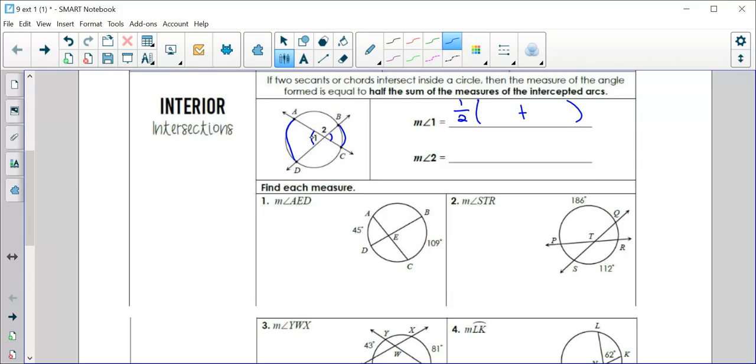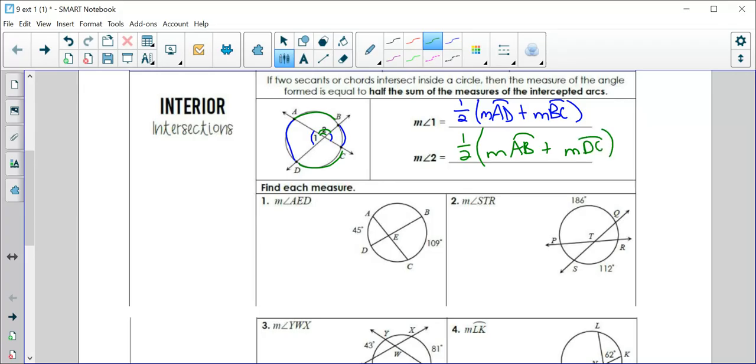All right, so we go half of the arc on the left there, the measure of AD, plus the measure of BC. So we can add them up and take half of it, or add them up, divide by 2. All right, to find angle 2, we're going to take half. Since this is the angle on the top, we're going to use the top and the bottom arc. So we're going to go half the measure of AB plus the measure of DC.